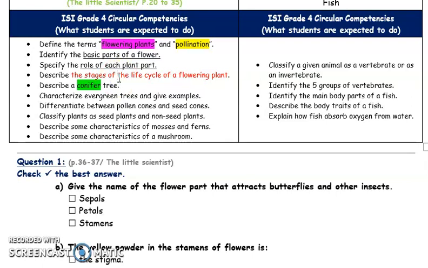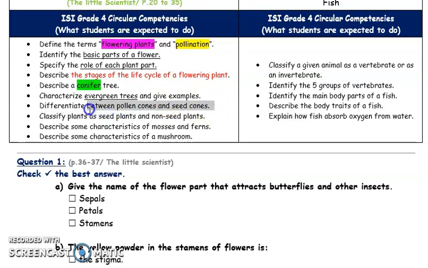So conifers do not grow flowers, but they grow cones. What are evergreen trees? These are trees that never lose their leaves and they stay green all year long. What are some examples of conifers? General Sherman, sequoia, cedar tree, pine tree, and others.